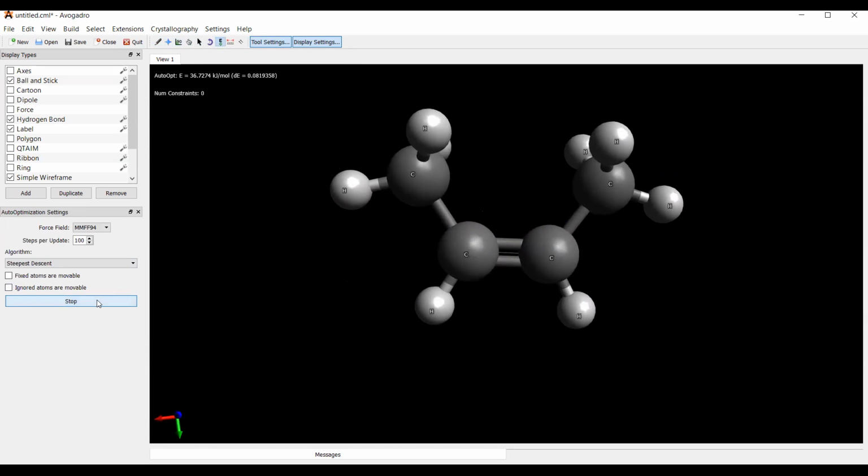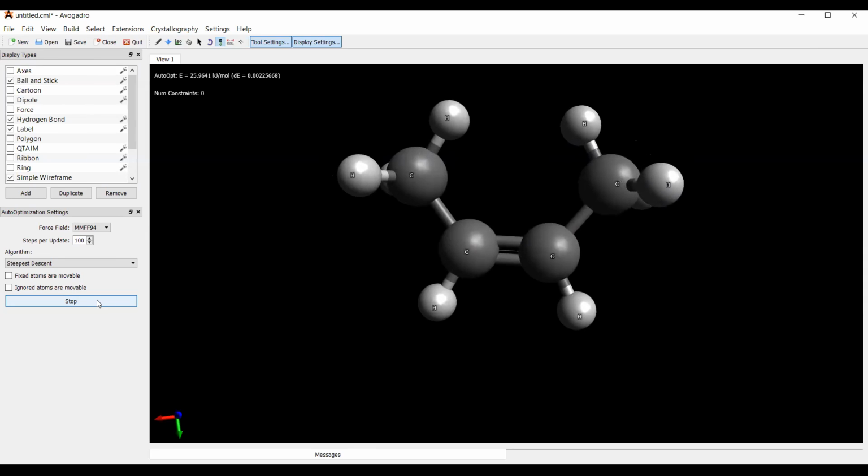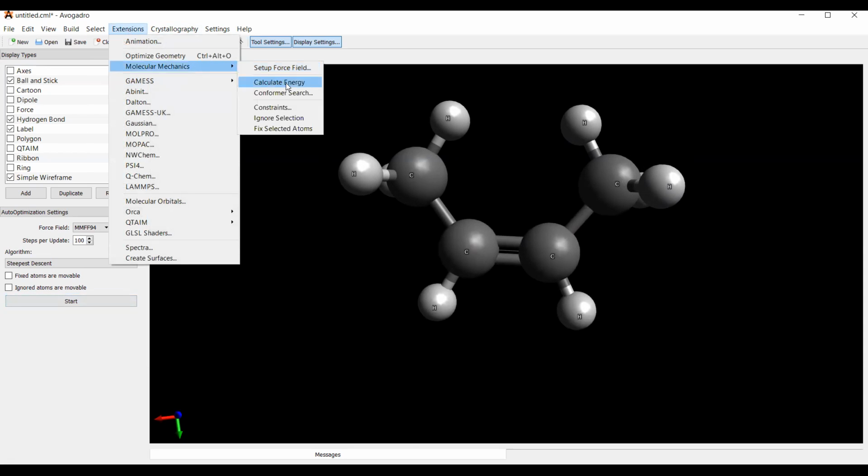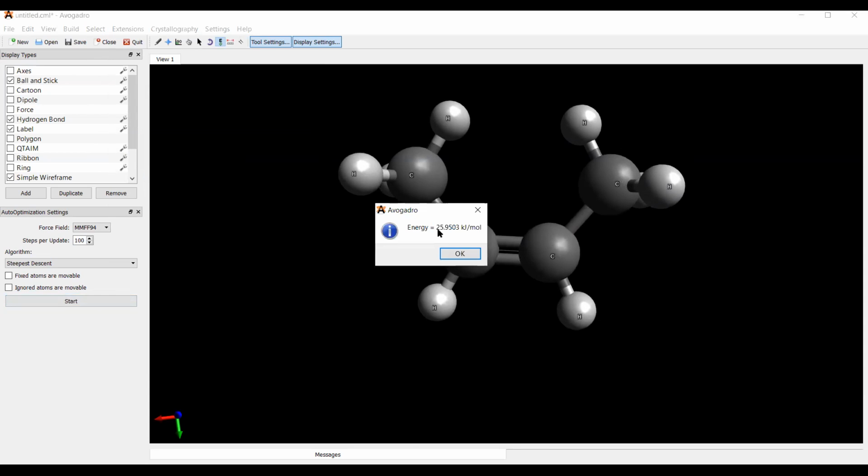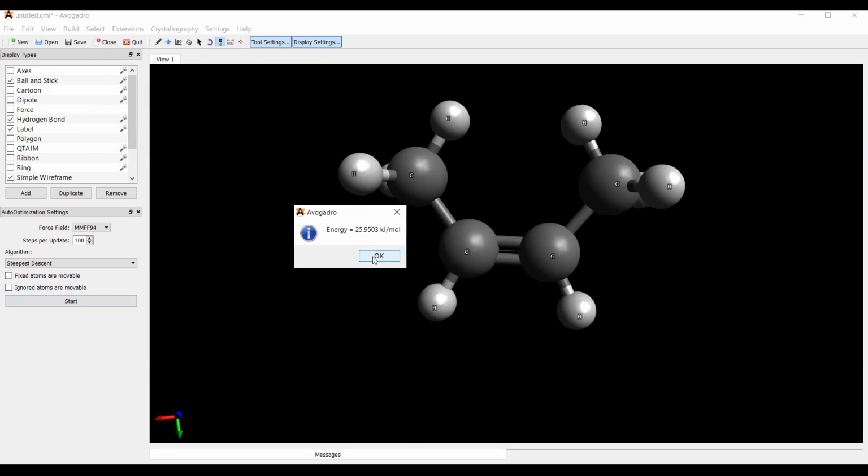Let me try to optimize this structure also. Get the bond lengths fine. Yeah, a bit of rotation is going on. So what is the energy? There's some different energy for this structure, right? 30 kilojoule per mole. Correct? 30 kilojoule per mole. Now we saw that the energies are different. That means obviously these are two different structures.